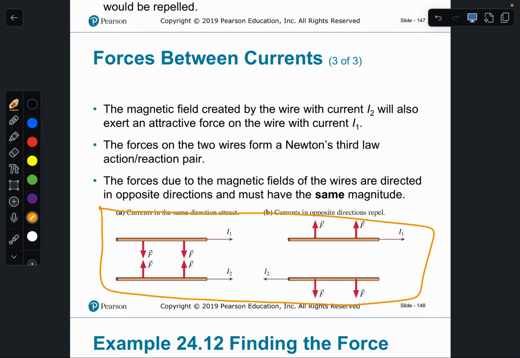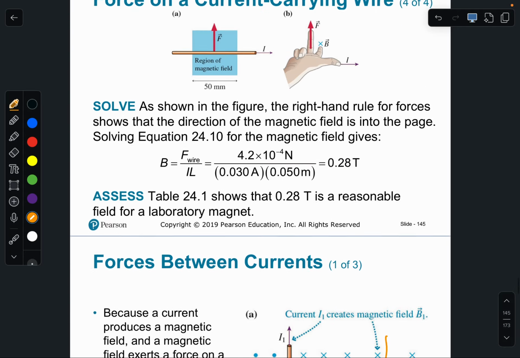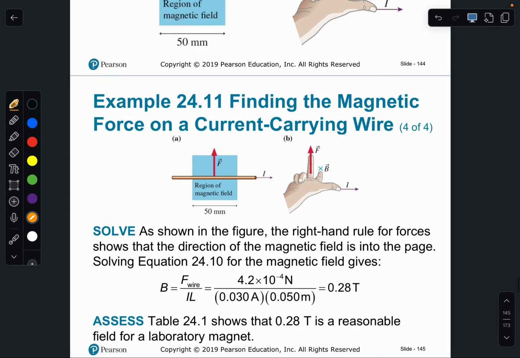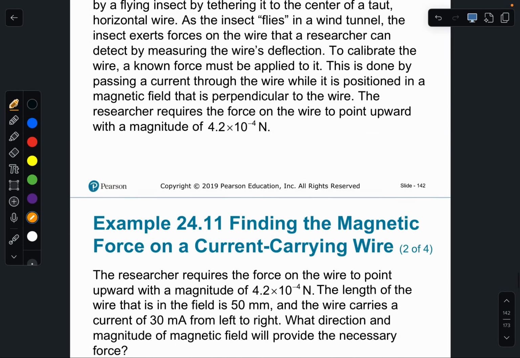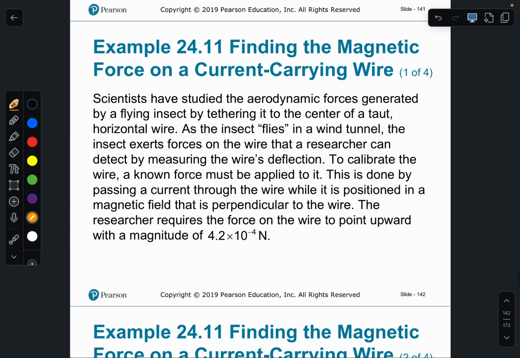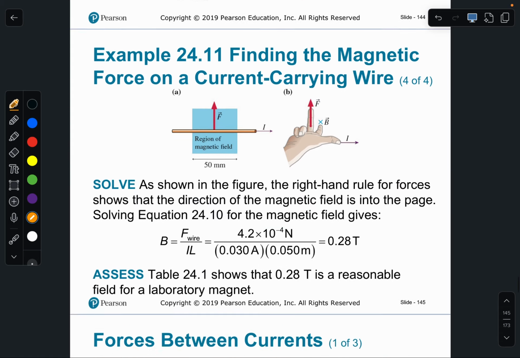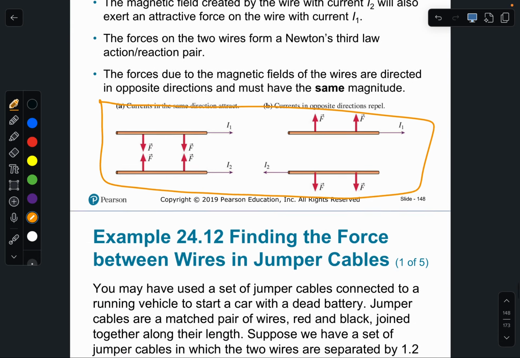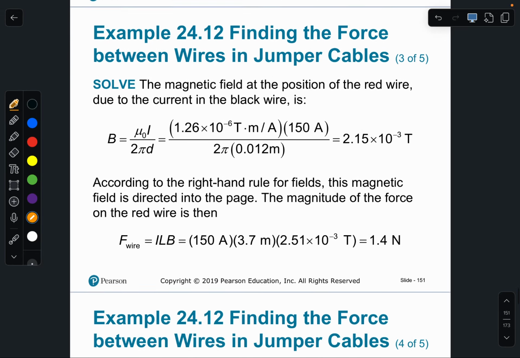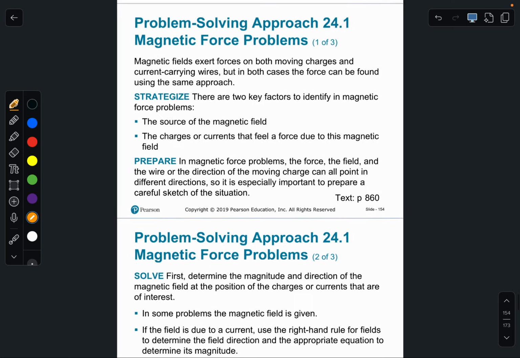The magnitude of that force is given up higher, where we skipped it a little bit. There's an equation for the magnitude of the force, the force per unit length. And that's essentially the end of magnetism.